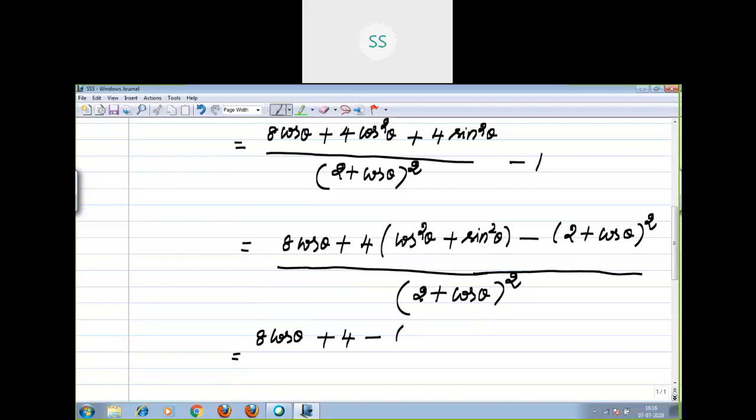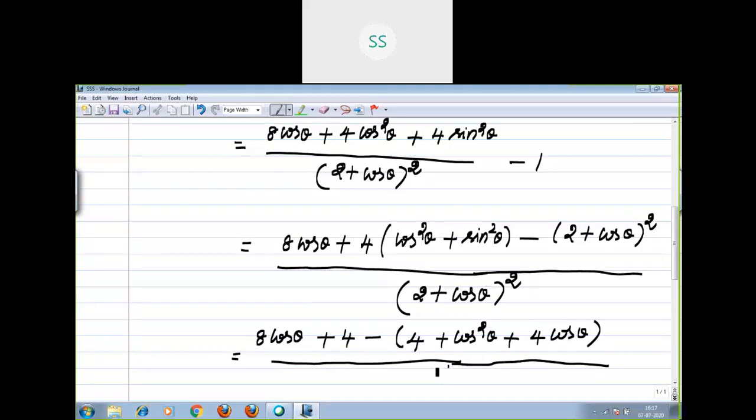Minus, again I am going to apply the identity a plus b the whole square, that is a square plus b square plus 2ab. So a square is 4, plus cos square theta, next plus 4 cos theta, divided by 2 plus cos theta the whole square. Now you are going to remove the bracket in the numerator.